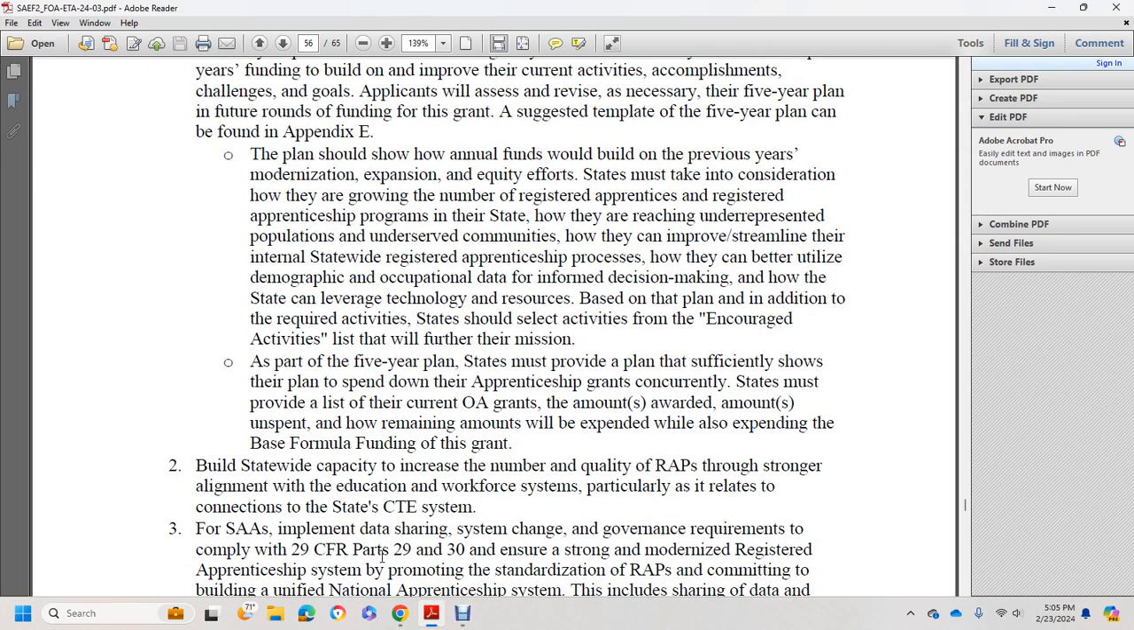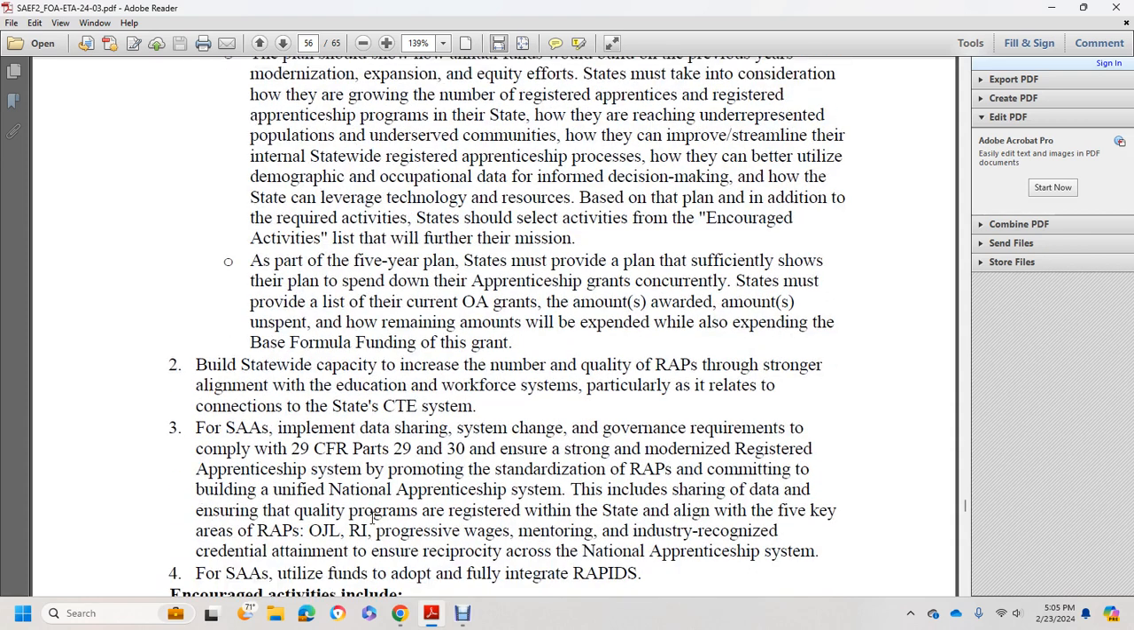2. Build statewide capacity to increase the number and quality of registered apprenticeships through stronger alignment of the education and workforce systems, particularly with the state's career technical education system. The state apprenticeship agencies implement data sharing and system changes to comply with the government requirements of Title 29 CFR Parts 29 and 30, to ensure strong modernization.